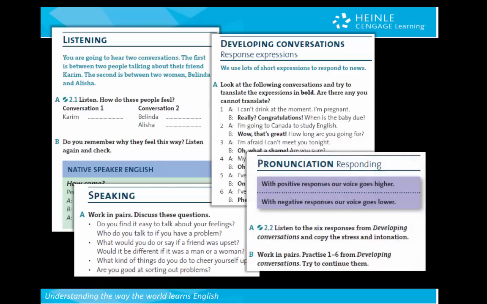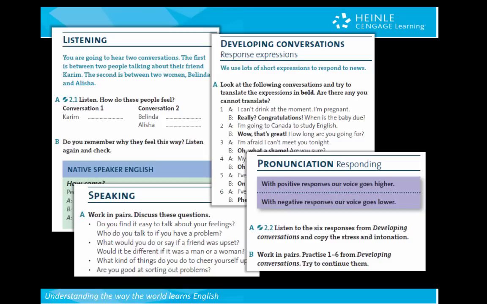And we integrate pronunciation into this. So we look at how with positive responses our voice goes higher. Wow, that's great. With negative responses it goes lower. Oh, what a shame. Students listen, they practice, and again, obviously they won't all do that fluently henceforth.